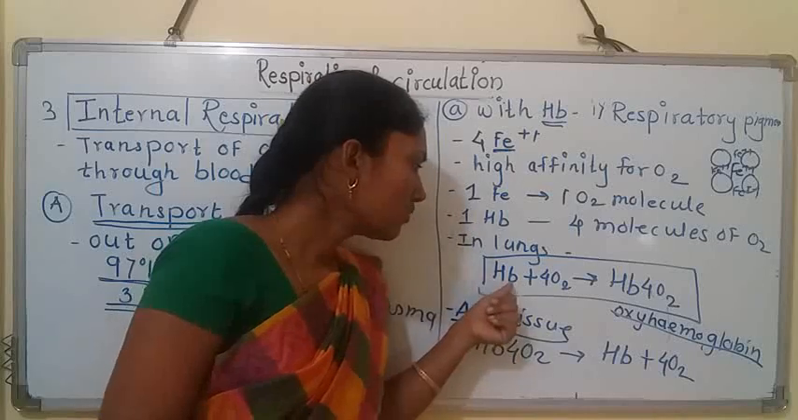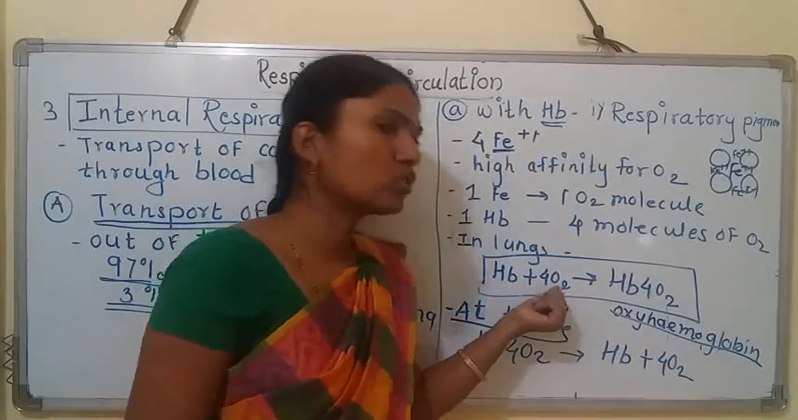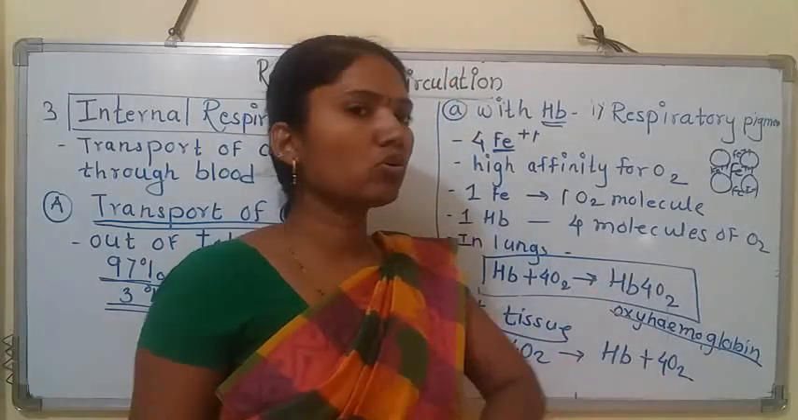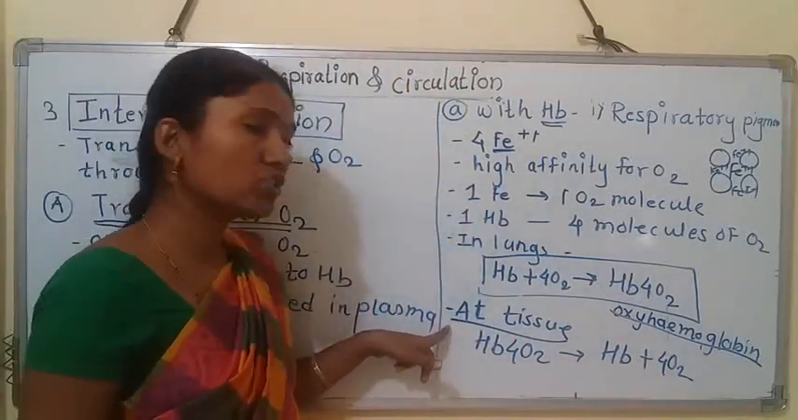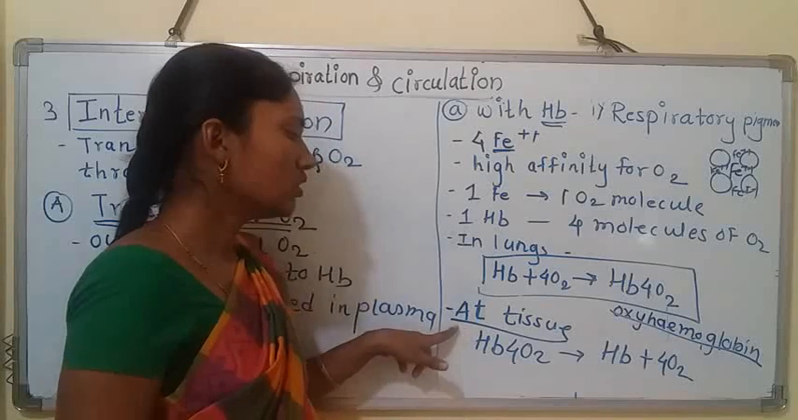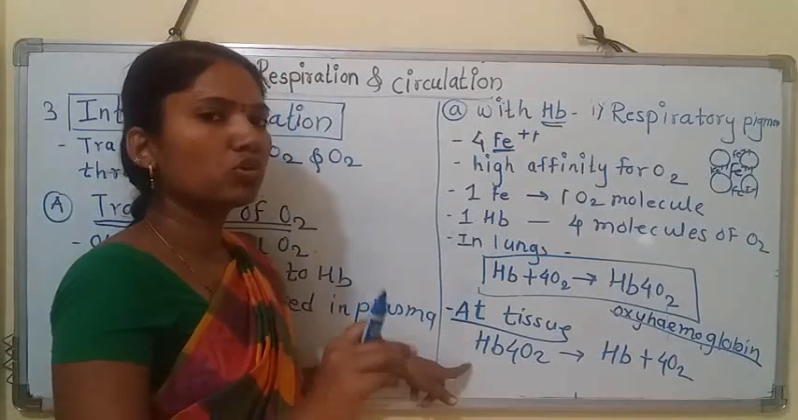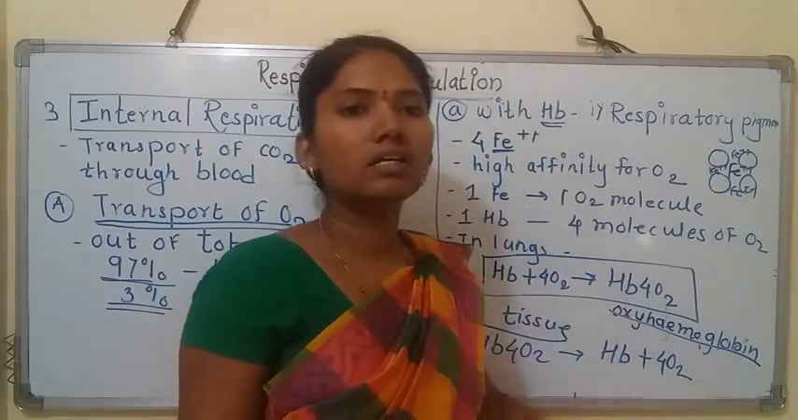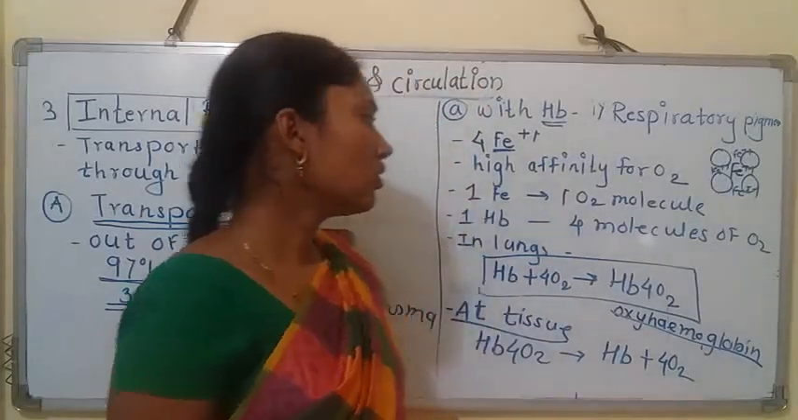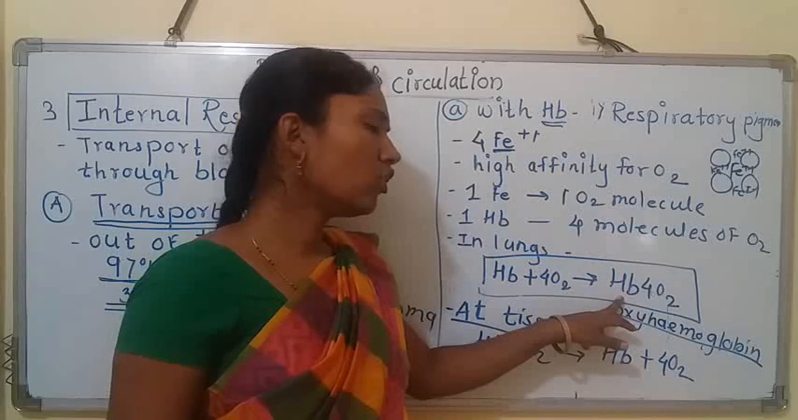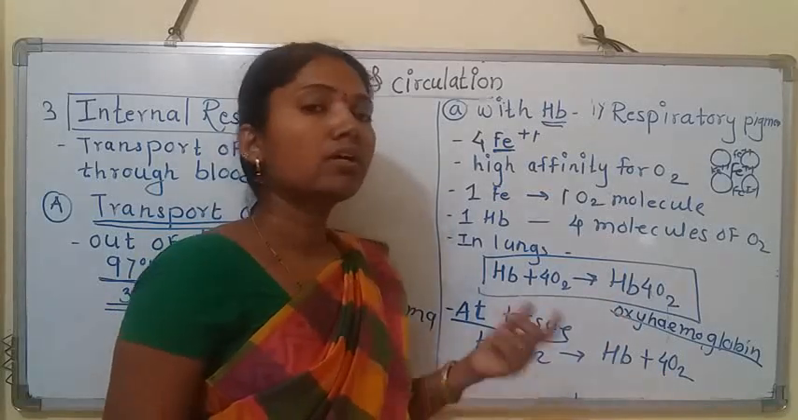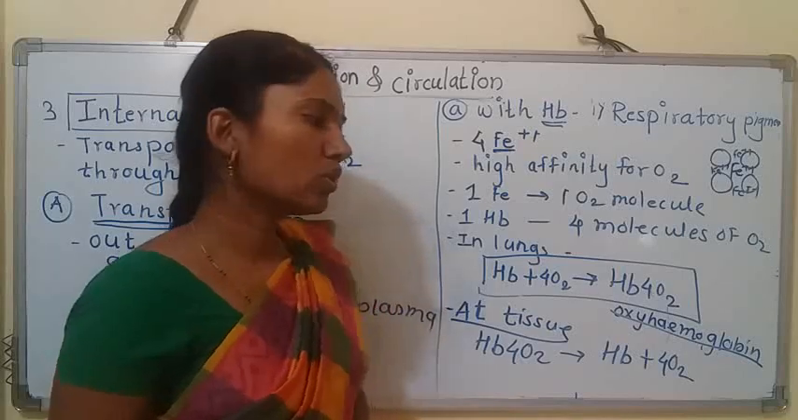In the lung, when hemoglobin binds with oxygen, we get oxyhemoglobin. Now that oxyhemoglobin is transported towards the tissue. In the tissue, that oxyhemoglobin gets dissociated and oxygen molecules are released in the cell. I have told you that binding of hemoglobin and oxygen and dissociation of oxyhemoglobin depends on various factors. So what are those factors?